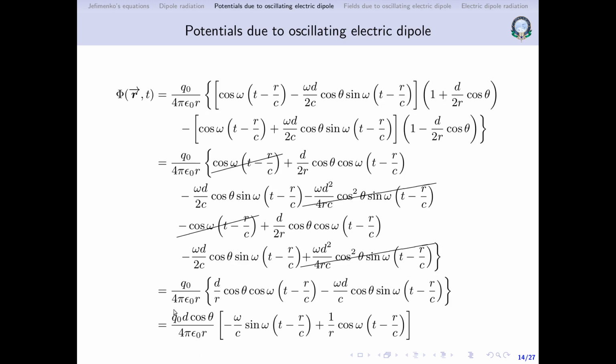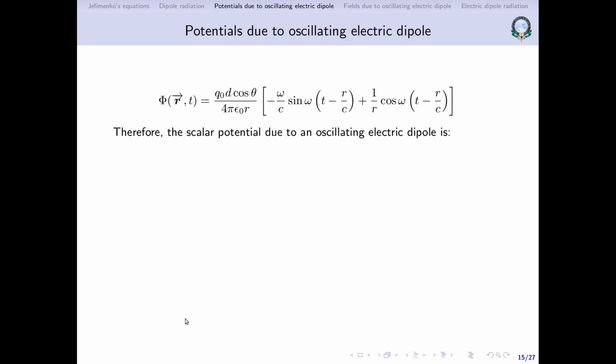Now you can of course see here q naught d is nothing but your p naught, the maximum dipole moment of the dipole that we have considered. So the scalar potential due to an oscillating electric dipole is basically this: p naught cos theta by 4 pi epsilon naught, times minus omega by c sine omega t minus r by c, plus 1 by r cos omega t minus r by c. So far so good. Now we have one more approximation to apply here.